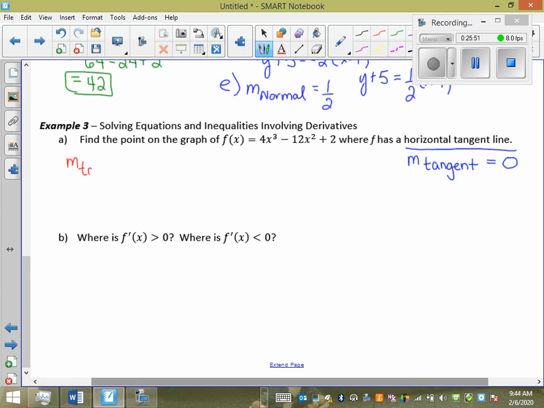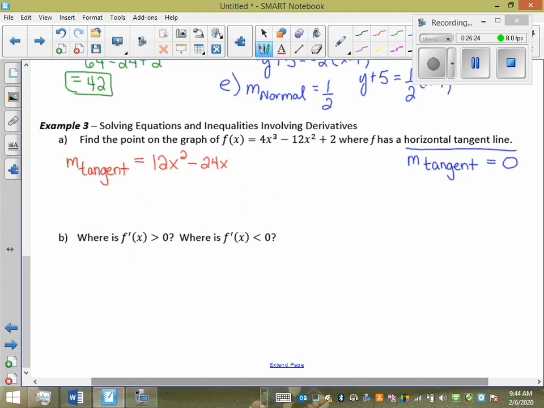M tangent is just what? The first derivative. So we take the 4, we drop the 3 in front, what's 4 times 3? 12. X to the 2 minus, drop the 2 in front with the 12 and I get 24. X to the 1, which I don't have to write. And what happens with constants? They disappear.